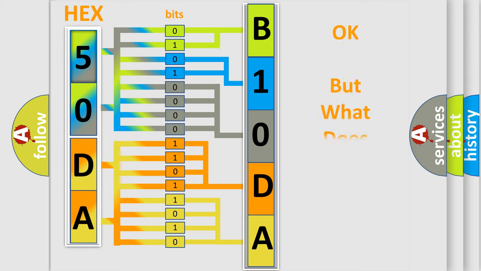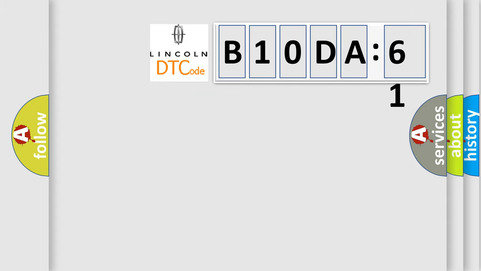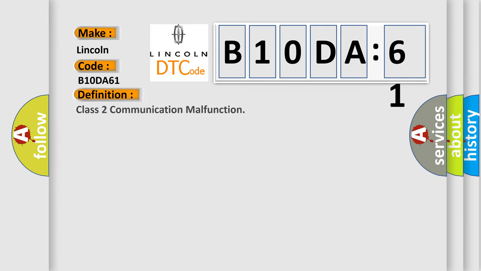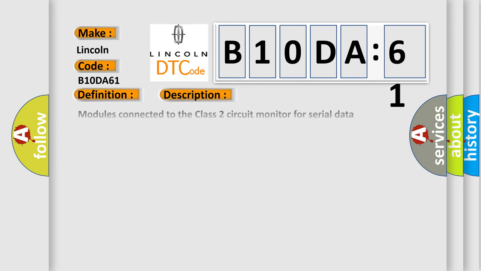The number itself does not make sense to us if we cannot assign information to what it actually expresses. So, what does the diagnostic trouble code B10DA-61 interpret specifically for Lincoln car manufacturers? The basic definition is class 2 communication malfunction. And now this is a short description of this DTC code.